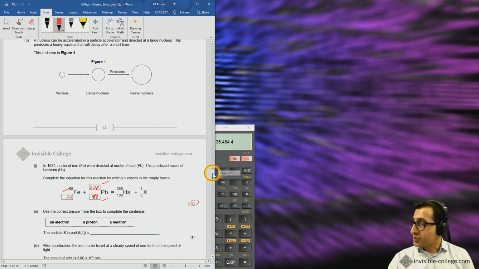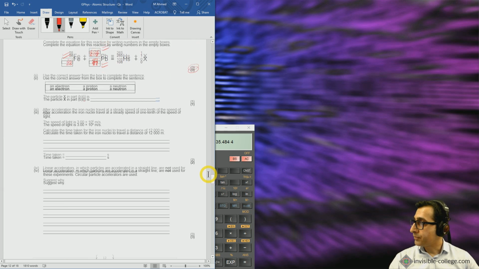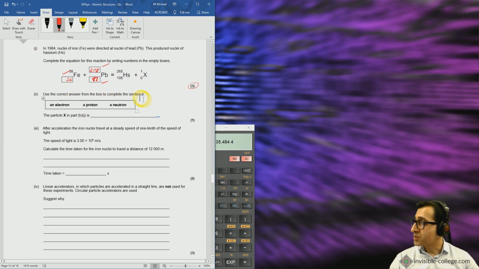So the next part of this question. Let me go back up a little bit. Use the correct answer from the box to complete the following sentence. Particle X in part B, part 1 is an electron, a proton, or a neutron. Well, again, using the notation that we've come across already, a neutron is a particle with a mass number of 1. But if this was a proton, then the atomic number would be 1. And it's not. It's 0, so it can't be a proton.